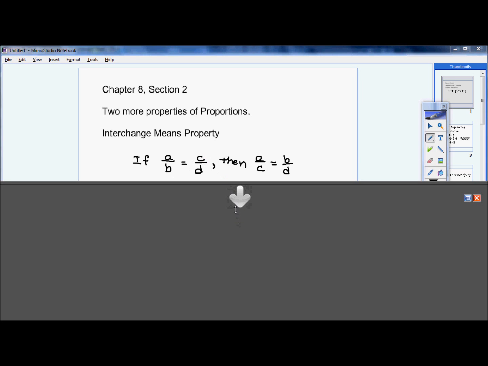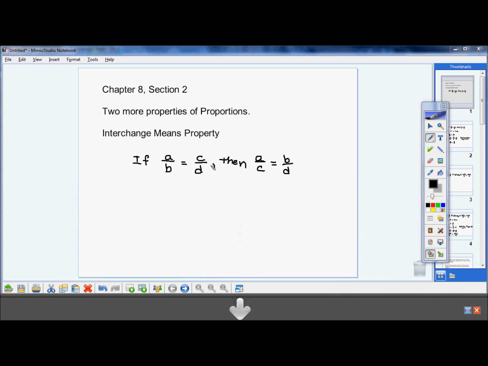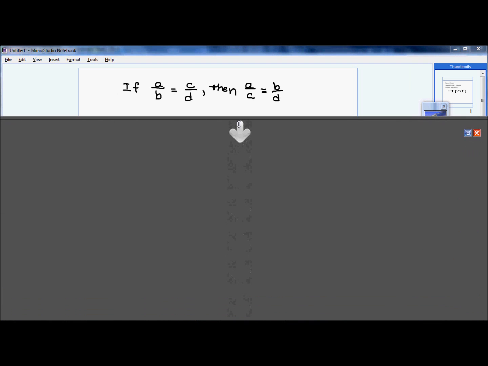For those of you that remember yesterday or Friday when we talked about the cross product property, you should be able to easily see that you still have the same cross products. AD equals BC, just like over here, AD equals BC. So that's one way to think about why the interchange means property makes sense. What I do want to show you, though, is that we have a way of doing a quick little algebraic proof to show that this actually does come out to be true. So let's do this one step at a time when we're trying to prove the interchange means property.